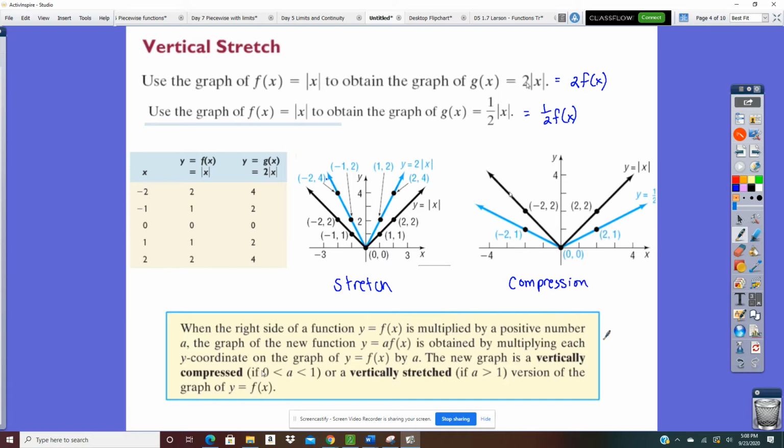Okay, and here's your criteria. If the a value, we call this the a value, is between 0 and 1, it is compressed. You can see the 1/2 is being compressed. And if a is greater than 1, it kind of increases faster, so it's going to be stretched up.